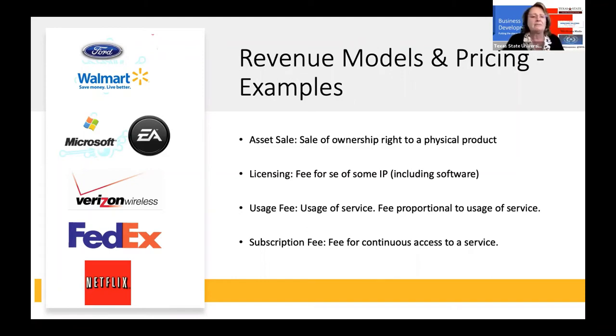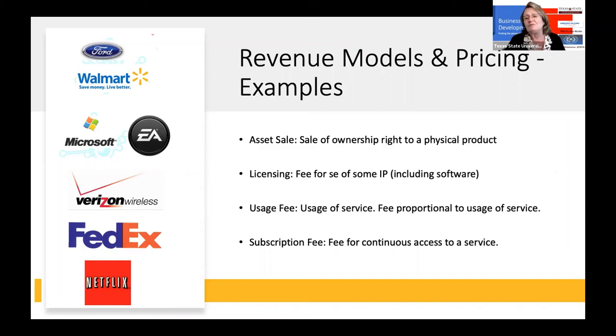It is the asset based. Then we have licensing. It's a fee for some set of IP, which would be some type of software or something. Like Microsoft Teams: at Texas State University, we use Microsoft Teams. The university has a license for X number of people that can be on Microsoft 365. So we might do something like that where we're paying a licensing fee.